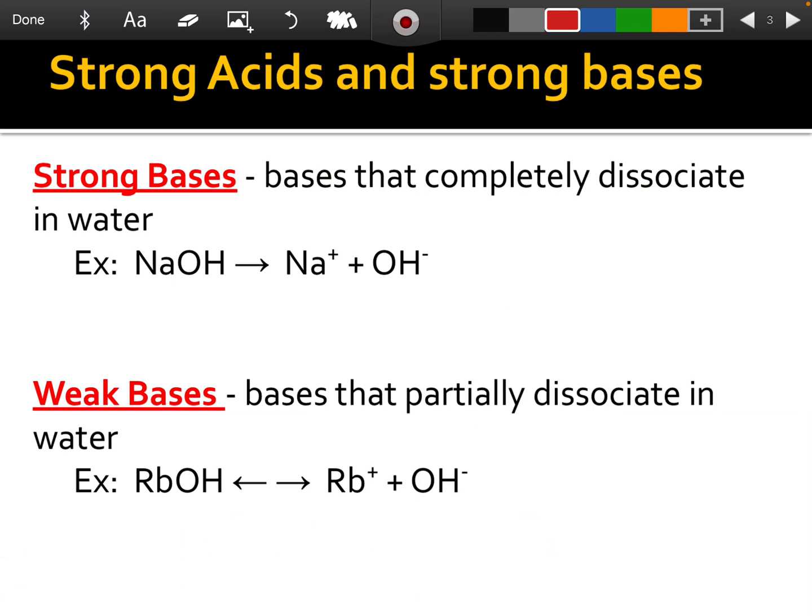And then bases, of course, are going to be the same, but instead of breaking up into H+, it'll form an OH-. So again, strong bases will completely dissociate, which means every single molecule will break apart. And weak bases will only partially dissociate or break apart.